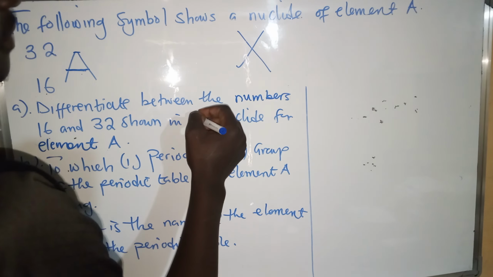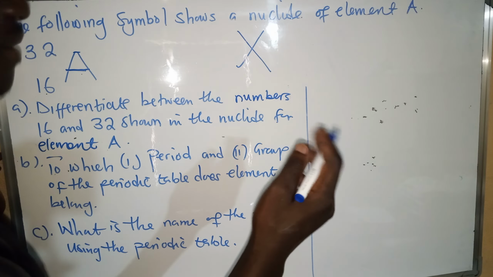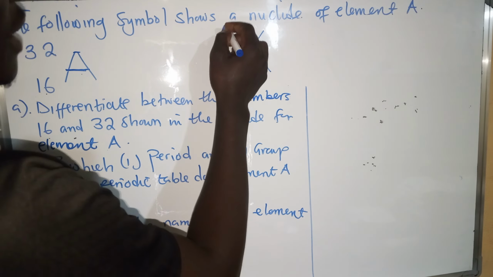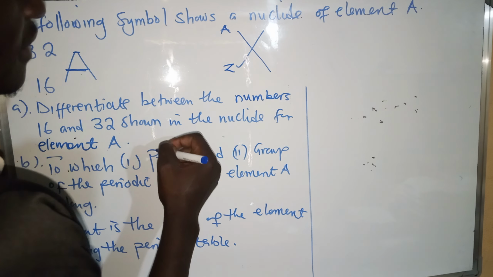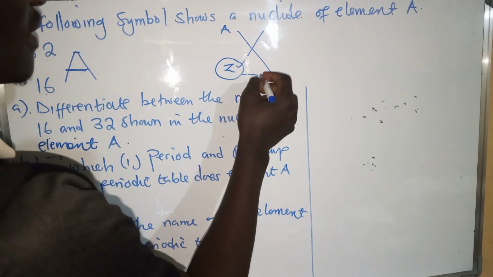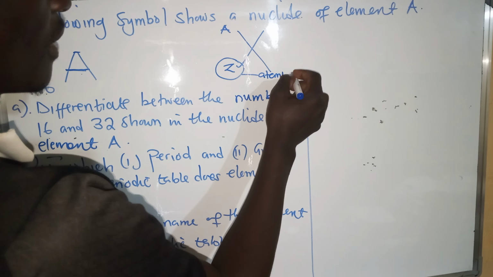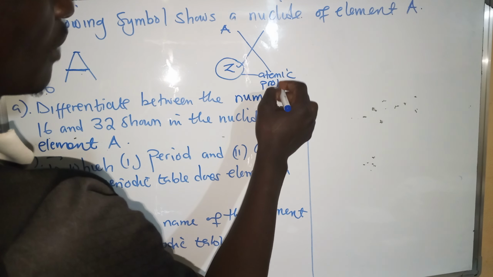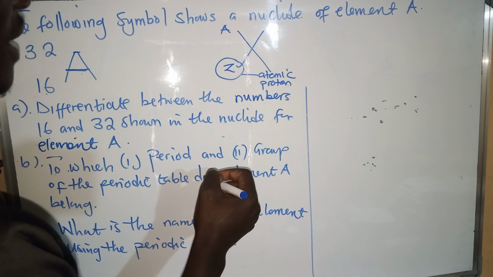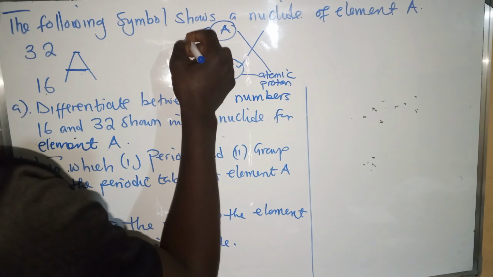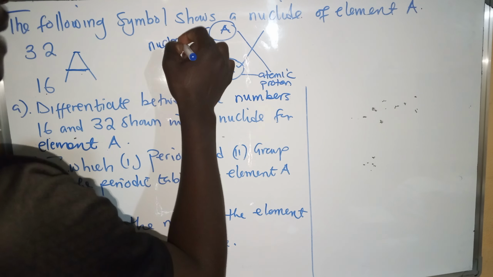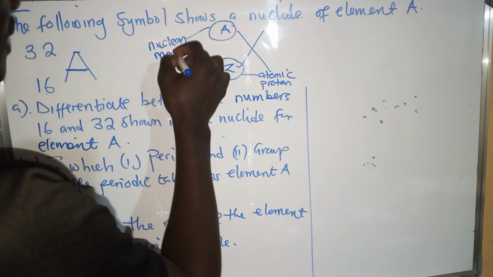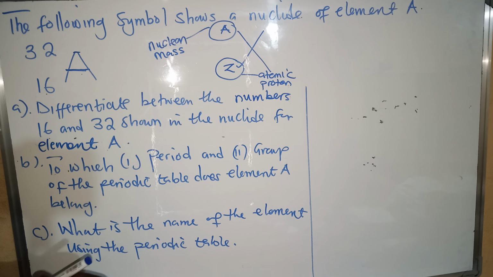We learned that if this is X, which stands for the symbol for the element, we have A there, we have Z. Then we also learned that this Z is what is called the atomic number, also called the proton number. Then this A is called the nucleon number, or what we call the mass number. A is the nucleon number or mass number. Z is the atomic number or proton number.